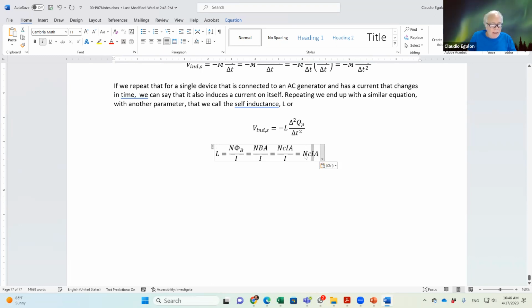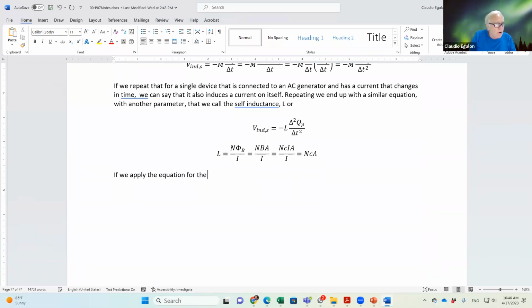And what we end up having is, just like the capacitor and the resistor, the self-inductance is a function only of the geometric parameters of the device. Here's a geometric parameter, here's a geometric parameter, and you're also going to have some geometric parameters right in here. If we apply the equation for the solenoid in the above result, we get this. I'm going to need only that.